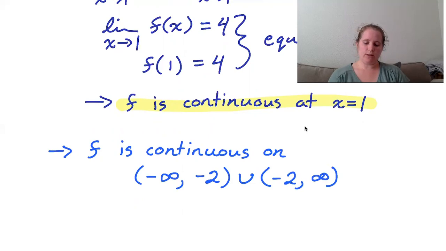So when we do piecewise functions, other than checking the individual pieces to make sure we don't have any places where it's undefined, we will check where it switches and see, does the limit exist? Do the left and right sides match? And does the limit equal the function value?